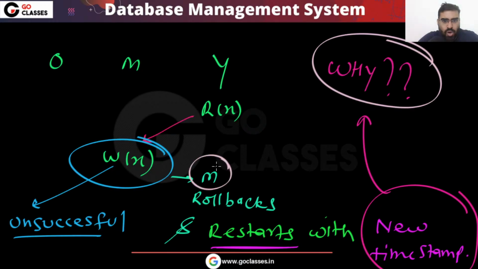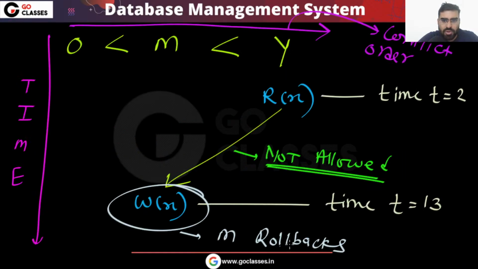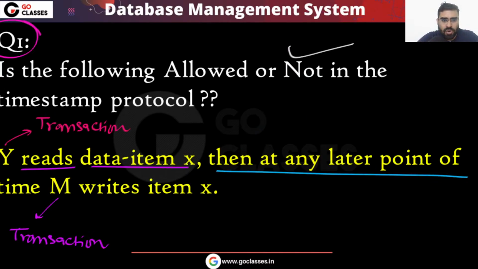M will roll back and restart with a new timestamp. What is the reason it will not start with the old timestamp? This I will tell you after some time. Don't worry, I will give you the proof. But anyway, it will restart with a new timestamp. So for this question, the answer is not allowed.